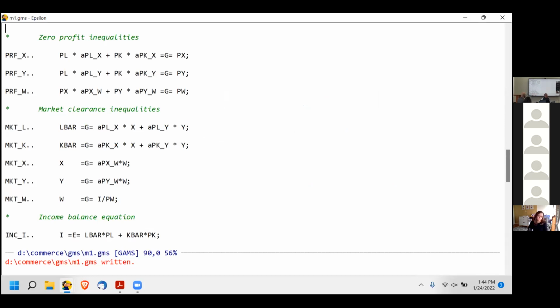How much labor am I using in X? What's the price of labor? How much capital am I using in X? That tells me how much it costs. As long as those A's, those compensated demand functions, are consistently expressed, this is the model. There's no difference. So this is just a way of looking at the model.